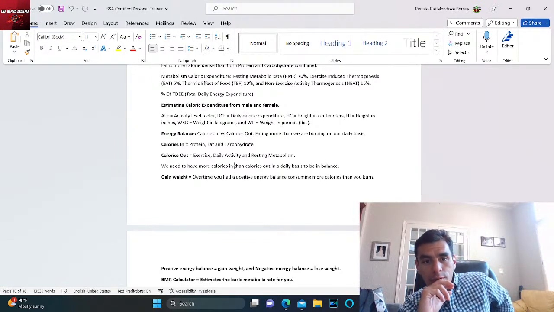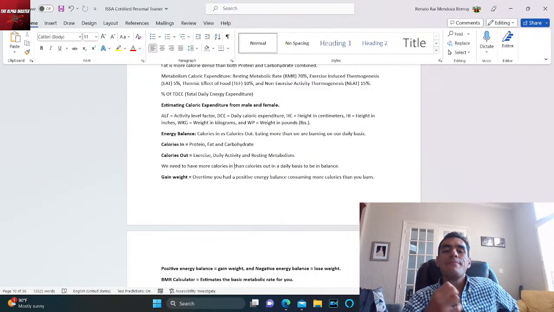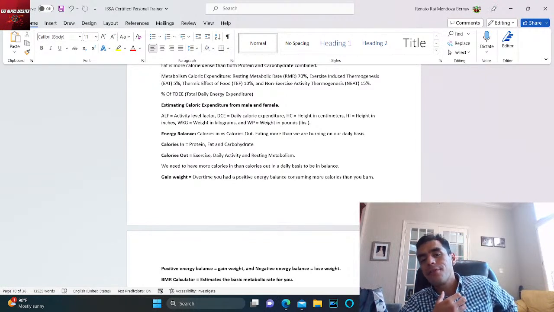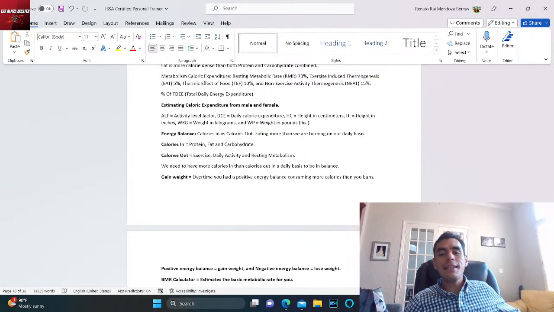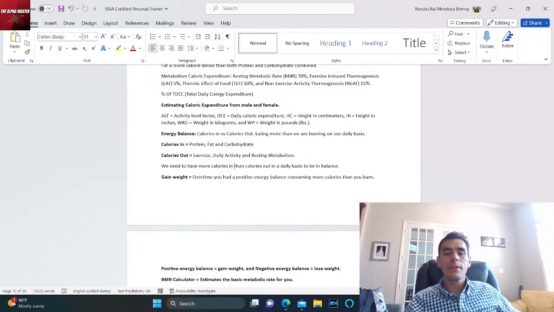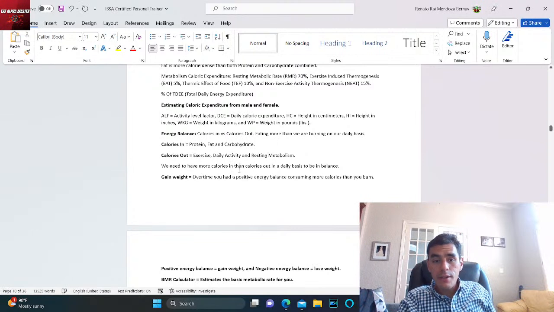Energy balance, calories in versus calories out, eating more than we are burning on our daily basis. Calories in are protein, fat, and carbohydrate, and calories out are exercise, daily activity, and resting metabolism. We need to have more calories in than calories out on a daily basis to be in balance.